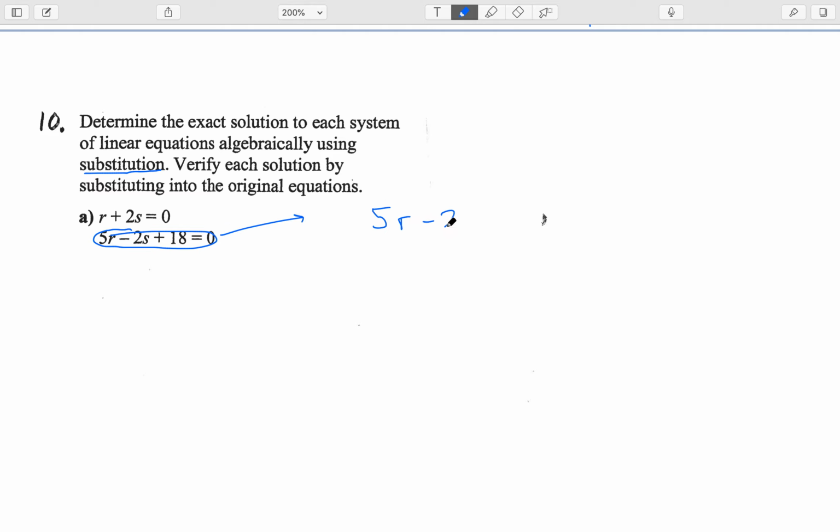5r minus 2s plus 18 is equal to 0. And this one, I'm going to isolate r. I'm going to get r all by itself. So in other words, move the 2s over. So r is equal to, minus off 2s from both sides, so 0 minus 2s. Now, whoa, I don't need that.